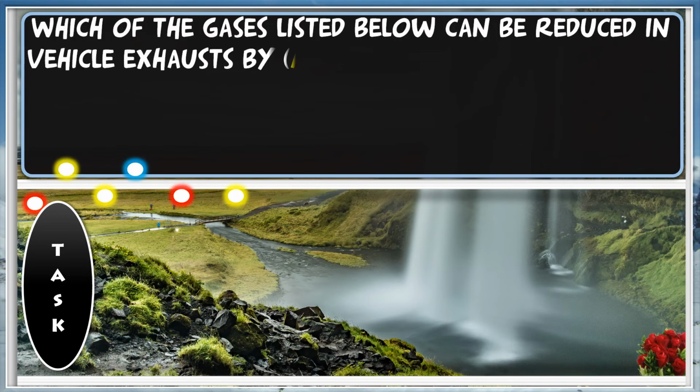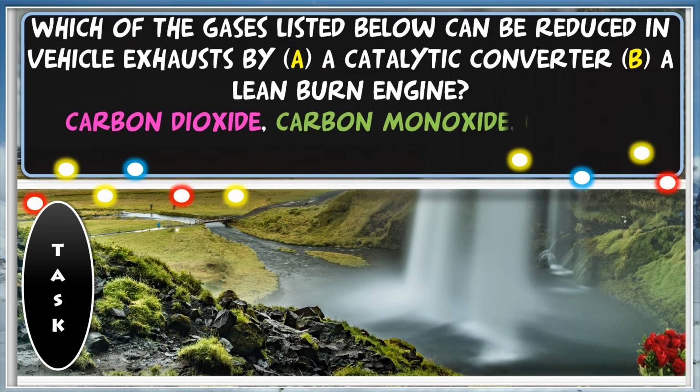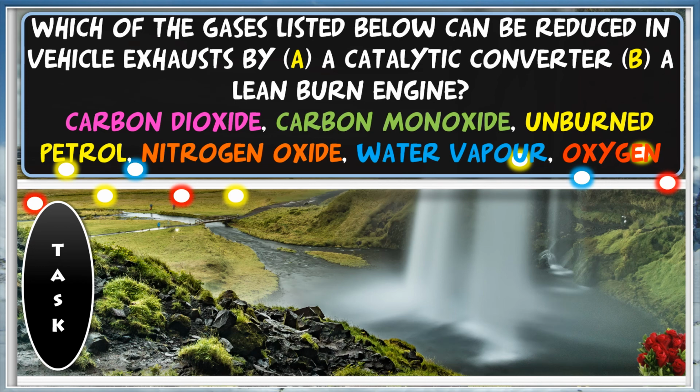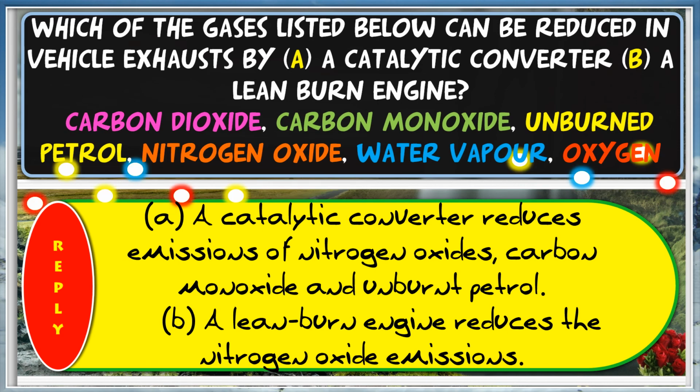Which of the following gases can be reduced in vehicle exhaust by A, a catalytic converter, B, a lean burn engine: carbon dioxide, carbon monoxide, unburned petrol, nitrogen oxide, water vapor, oxygen? A. A catalytic converter reduces emission of nitrogen oxides, carbon monoxide, and unburned petrol. B. A lean burn engine reduces the nitrogen oxide emissions.